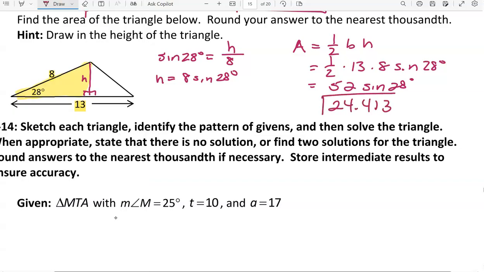We don't have to put any units on this area. It would be measured in square units, but since the lengths don't have any units attached to them, we don't need to give units on the area.